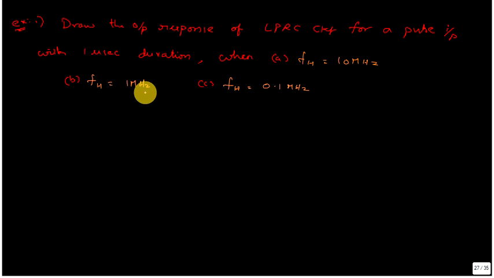So let us start one example. Draw the output response of an LPRC circuit for a pulse input with 1 microsecond duration when fH is equal to 10 MHz, when fH is 1 MHz, and when fH is 0.1 MHz. First we will start with A.